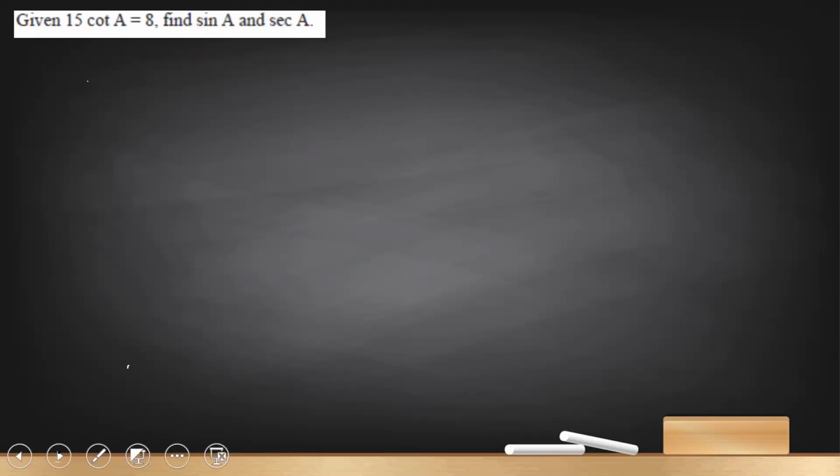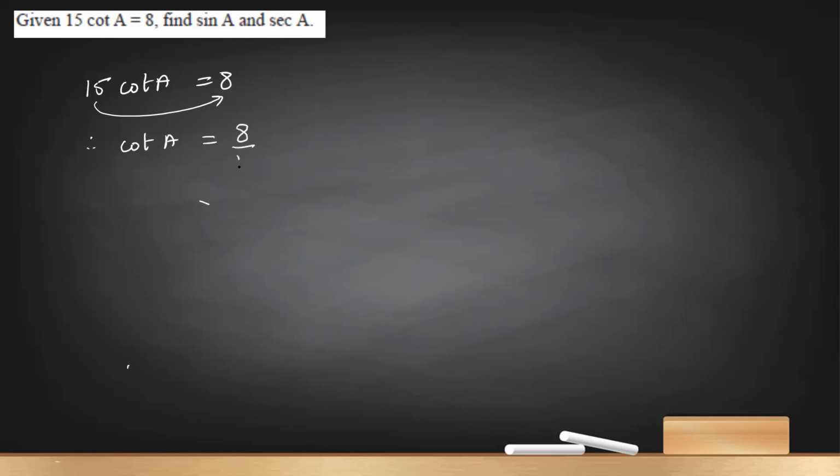Okay. The second question tells you, given that 15 cot A is equal to 8, we have to find sin A and sec A. So what is given? It is given that 15 cot A is equal to 8. Now, can I just shift this 15 over here? So therefore, what do we have? We have cot A is equal to 8 upon 15. Right? What do we have to find out? We have to find out sin A and sec A.